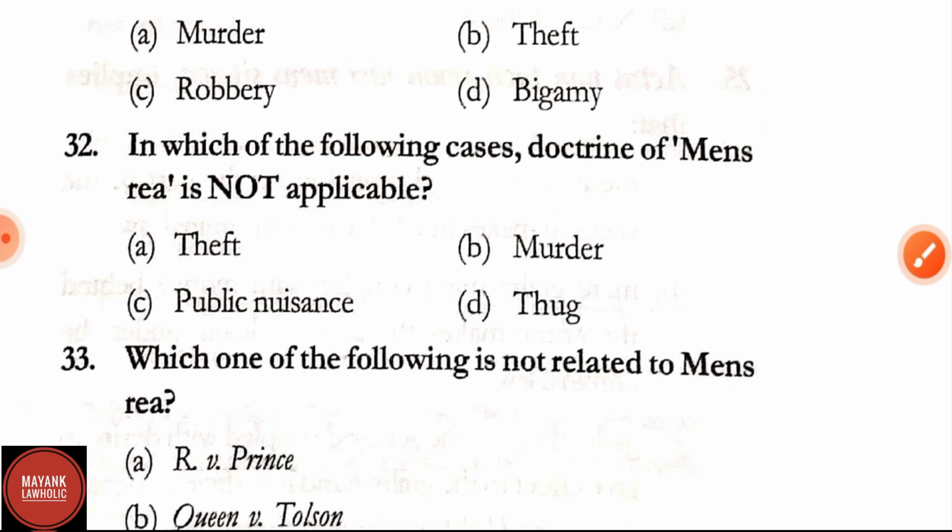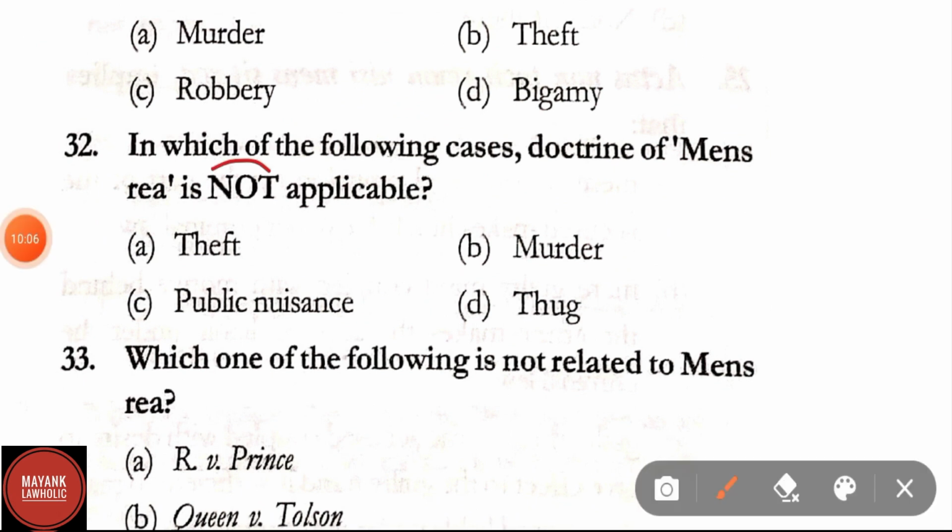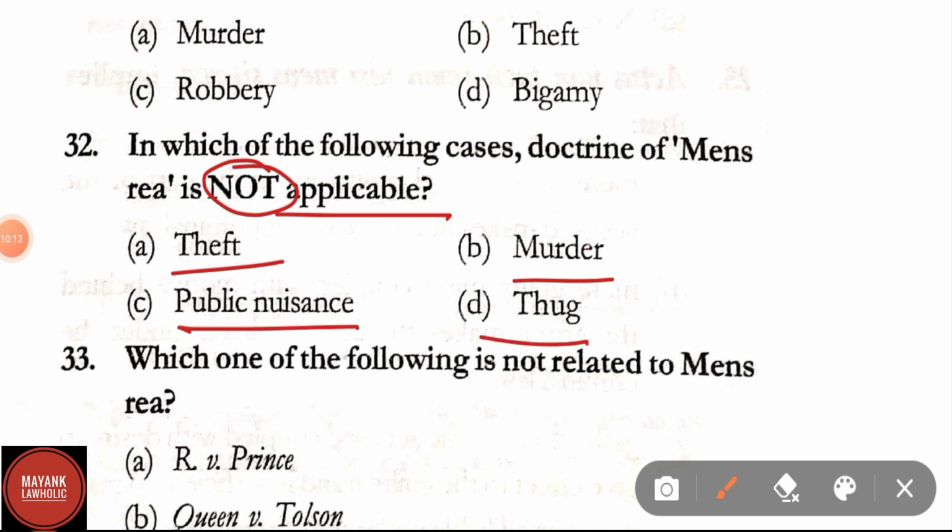Question number 32. In which of the following cases is the doctrine of mens rea not applicable? Options are theft, murder, public nuisance, thug. Here the correct answer is option C, that is public nuisance.